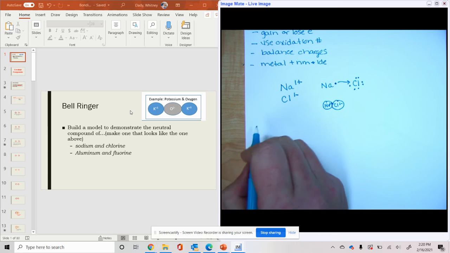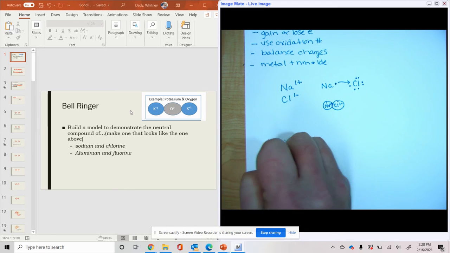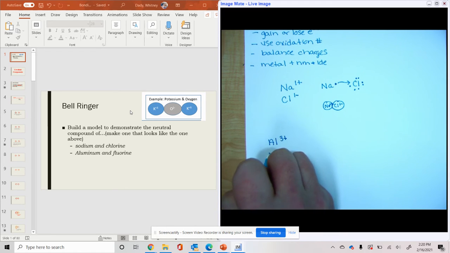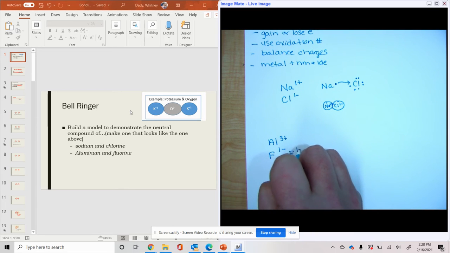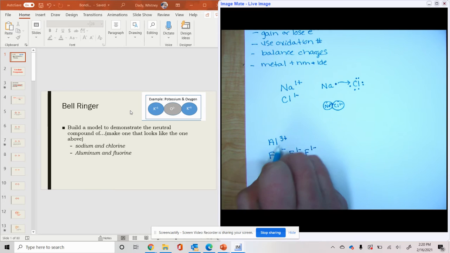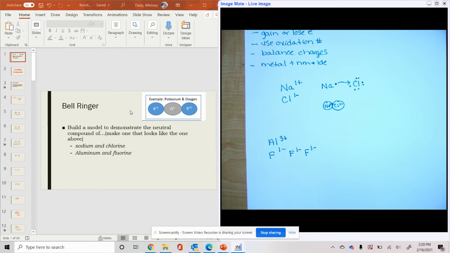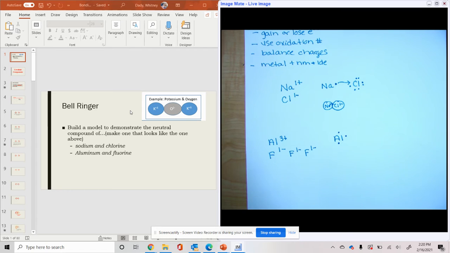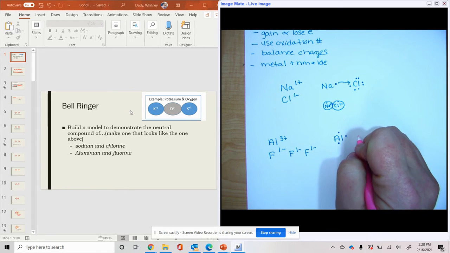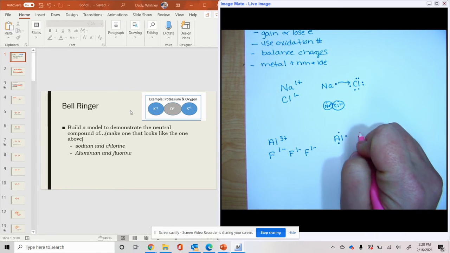Let's look at aluminum, which is 3 plus, and fluorine, which is 1 minus. Are these charges balanced, first of all? No, they're not. How can we make them balanced? Add 2 more fluorines. We have 3 positives and 3 negatives. Then I'm going to draw the valence electrons. Al has 1, 2, 3. Fluorine has 7.